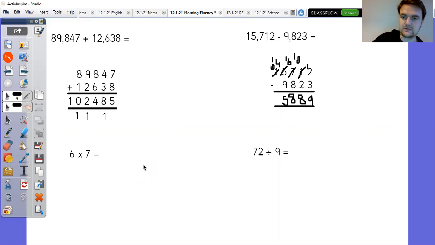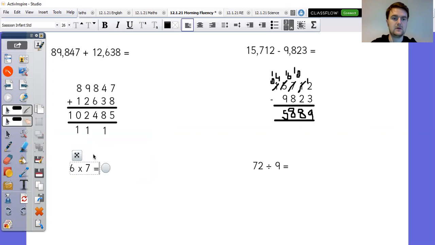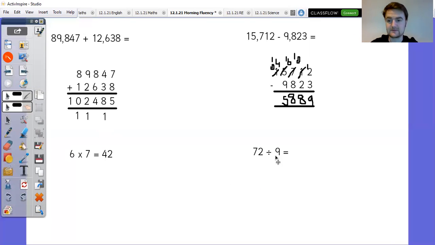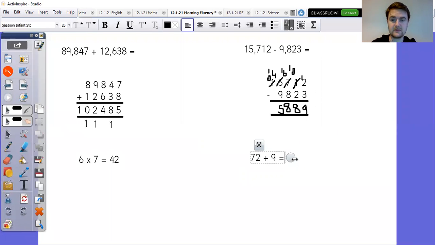So moving on to multiplication, for 6 lots of 7, I'm going to count up in 7 6 times and see what number I end up at. So 7, 14, 21, 28, 35, 42. So my answer must be 42. And I'm also going to use that skip counting for my division question as well. I'm going to count up in 9s until I reach 72 and see how many it takes me. So 9, 18, 27, 36, 45, 54, 63, 72. So that gives me 8.